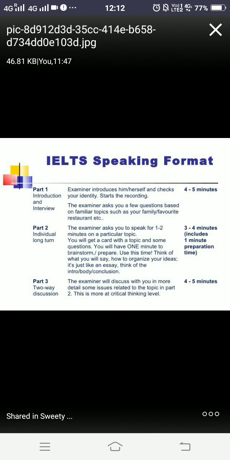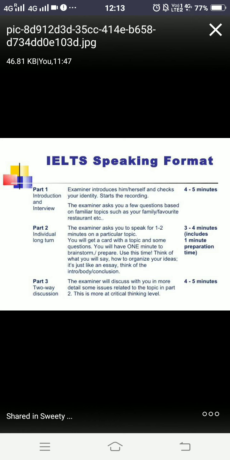Once your part 2 is over, your part 3 will start. Part 3 is always related to part 2 only. It is always a two-way discussion. The examiner will ask you a question about part 2 and you have to answer that question. You can answer in 3 to 4 sentences. Usually the duration of part 3 is 4 to 5 minutes. So this is the structure of your IELTS speaking test.